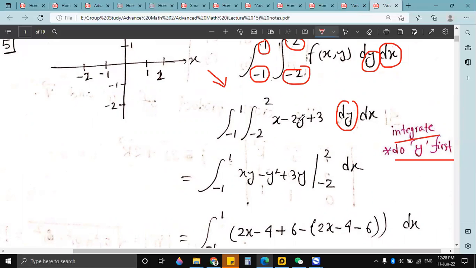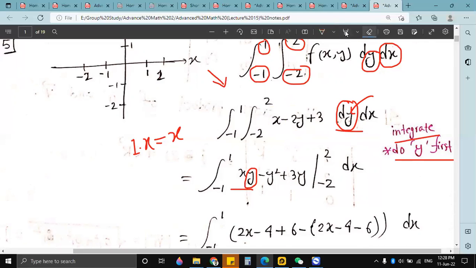So here it is x minus 2y plus 3. In this integration, we have to treat x as a constant. Any constant has a 1 right here, because 1 multiplied by x is the same as x. So integration of 1 is y, and we have x here. We treat x as a constant because we are doing partial integration with respect to y. So partial integration of 1x with respect to y will be xy.